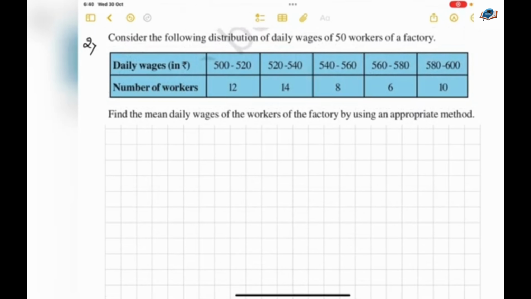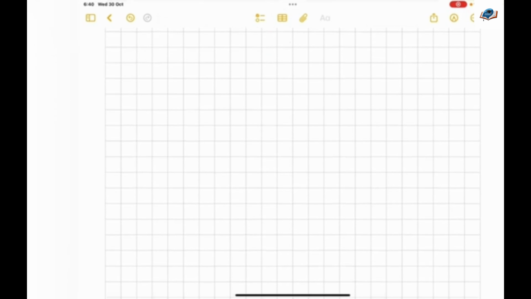Now, question 2 says consider the following distribution of daily wages of 50 workers of a factory. Find the mean daily wages of the workers of the factory by using an appropriate method. So, if you see carefully, the values are a little big, that is 12, 14, 8, 6, and 10. So, I would prefer to use the step deviation method. Now let us solve it.